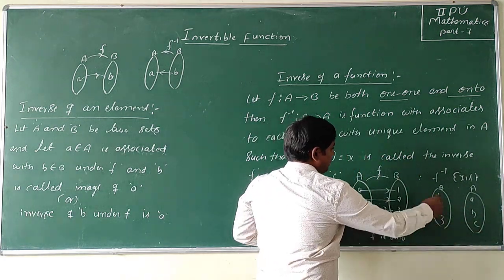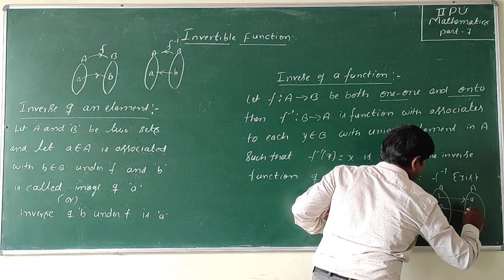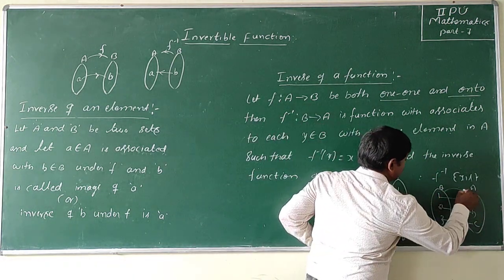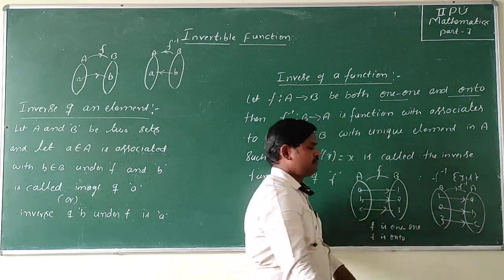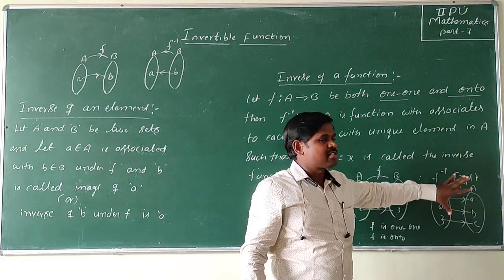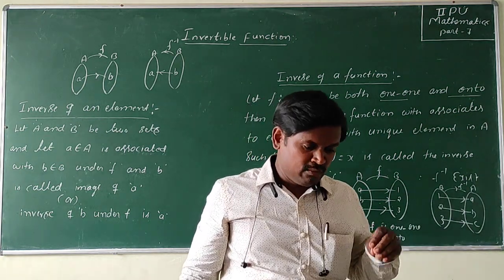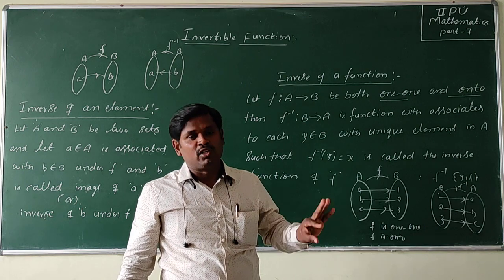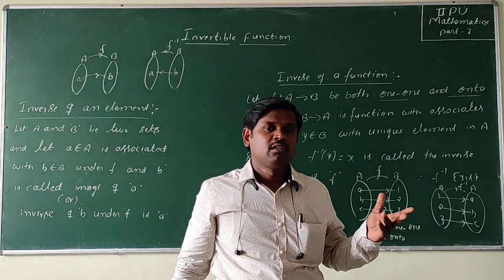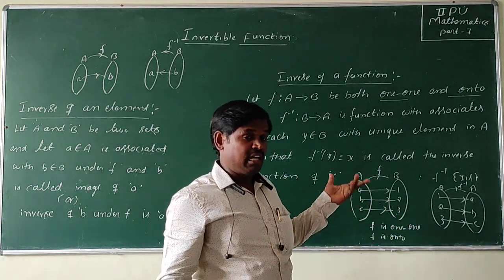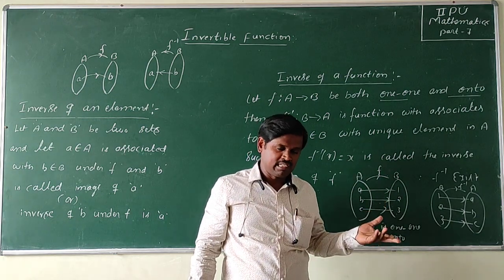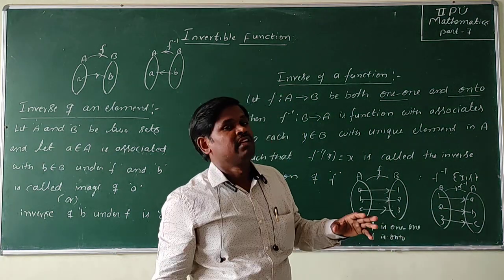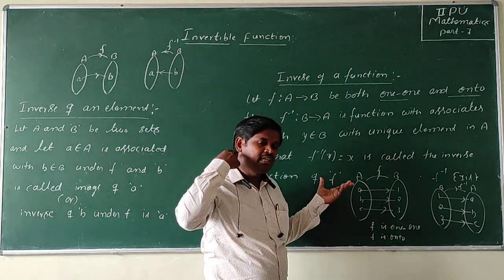Okay, see here, 1 is related with A, 2 is related with B and 3 is related with C. So that is F inverse. This is called the inverse of a function. The inverse of a function exists if and only if it is 1-1 and onto. Otherwise, the inverse of the function does not exist. If it is 1-1 but not onto, then the inverse also does not exist. If it is onto but not 1-1, then the inverse of the function also does not exist.